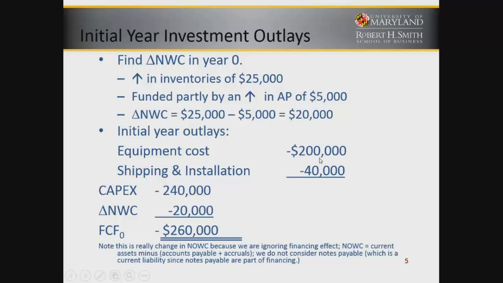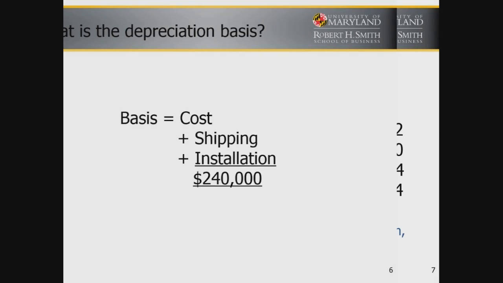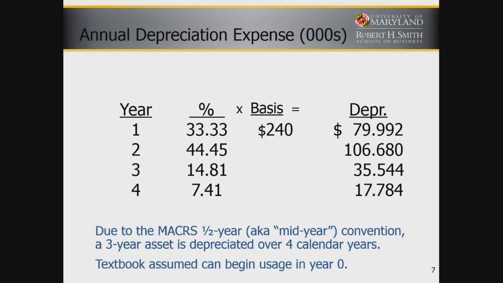Our equipment's cost is $200,000, but also our installation's relevant, and it's significantly relevant that we will depreciate both the cost and the shipping and installation. We do not depreciate the change in net working capital. So we have here at year 0 cash flows going out of $260,000. We're depreciating $240,000. So what is our depreciation expense each year? $79,992 in year 1, $106,680 year 2, $35,540 year 3, $17,780 year 4.